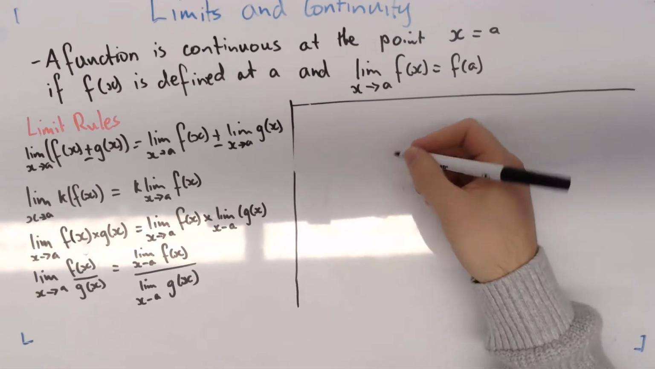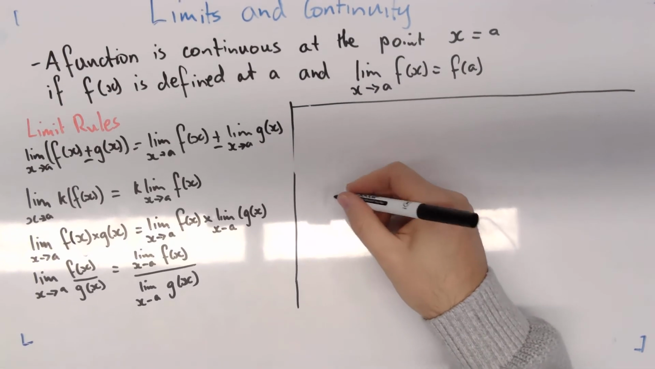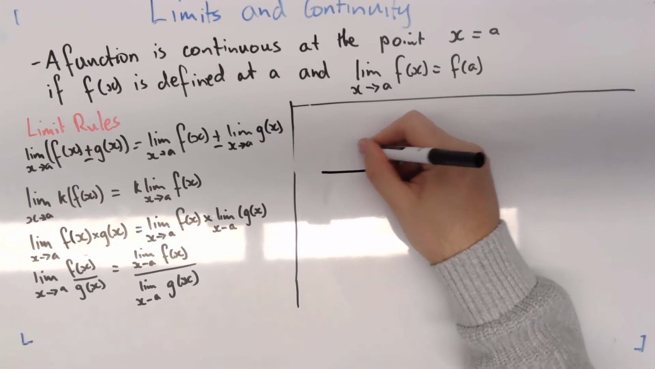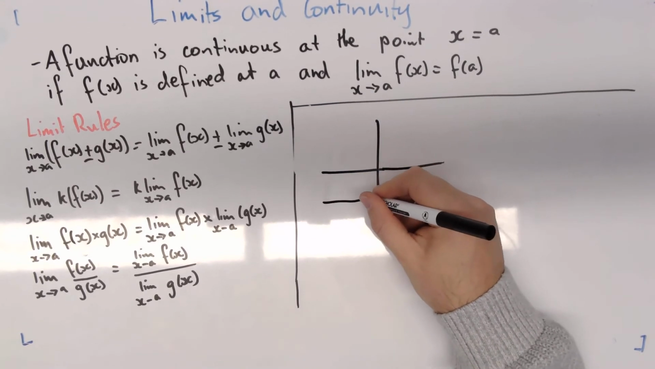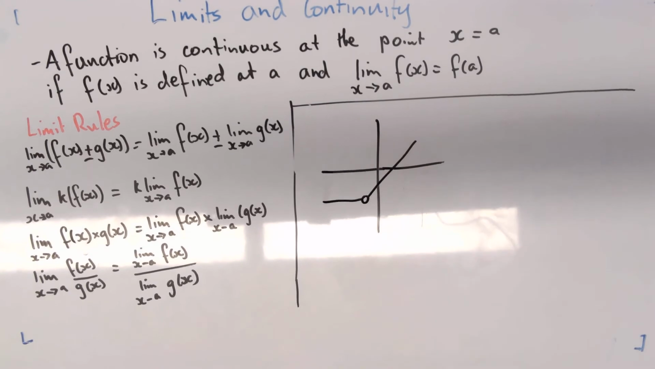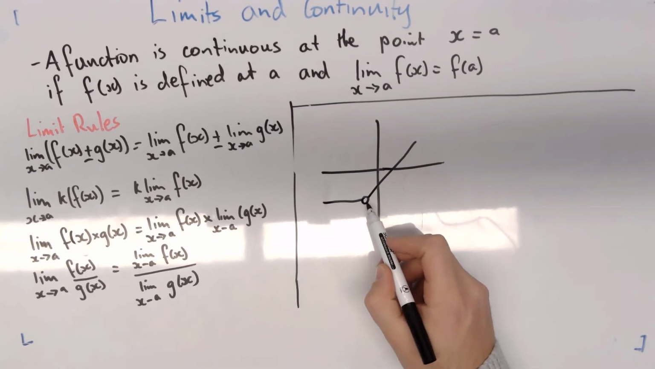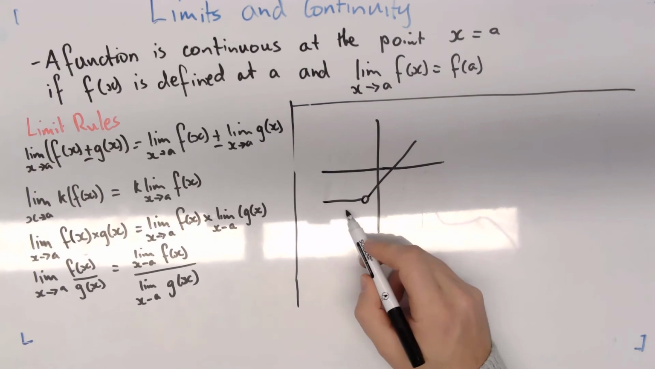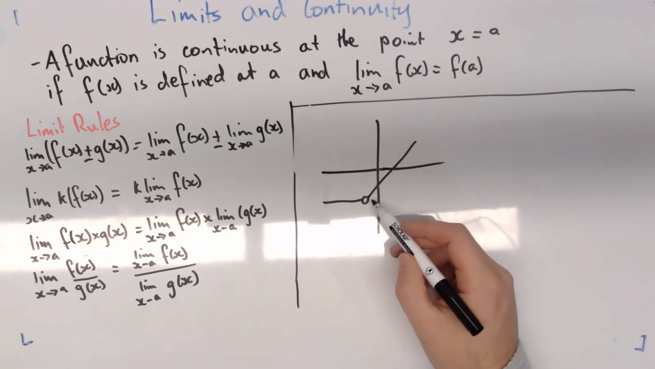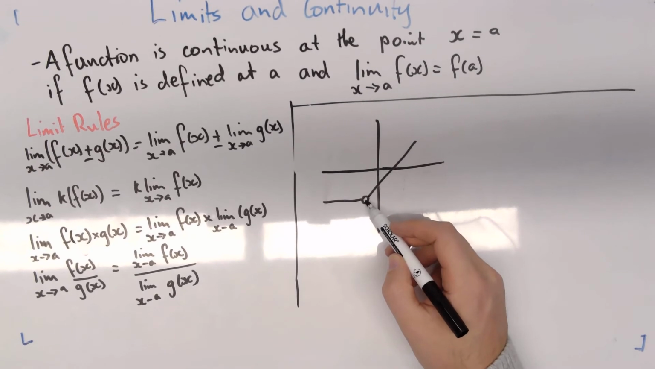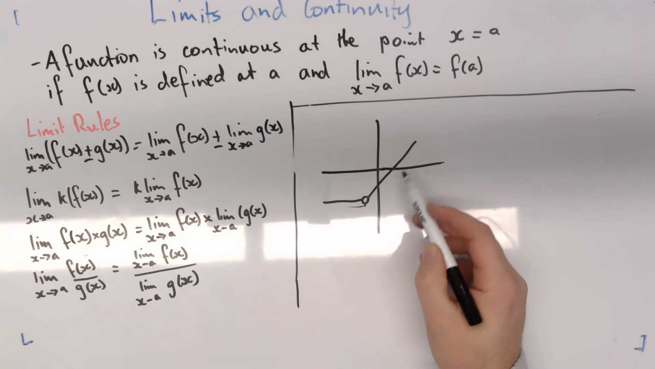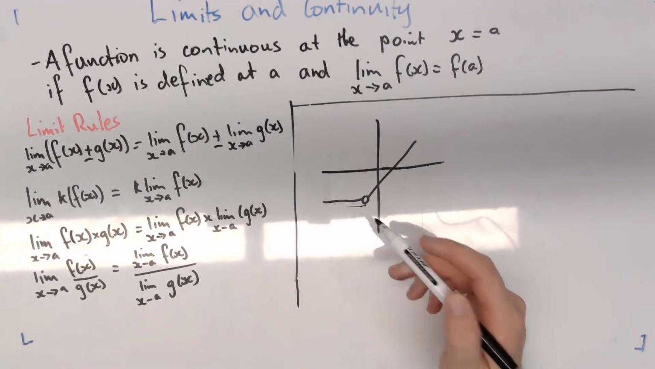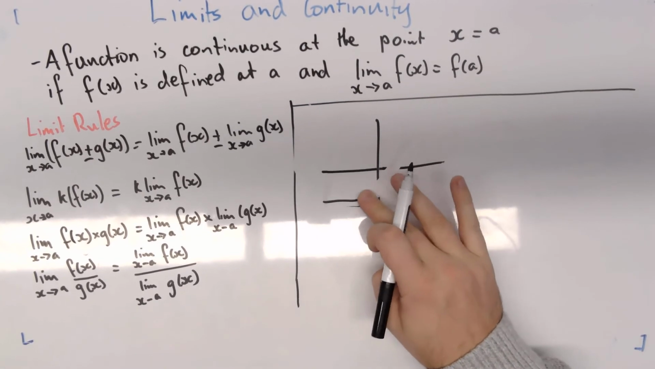We can also have things like this going on. I'll do some axes. This function would be discontinuous because it's not included at this point here. We've got a limit that is approaching both ways, but this point is excluded. So even though my limit is telling me I'm getting the same value from the left and the right, it's not defined at that value. So that one would be discontinuous.